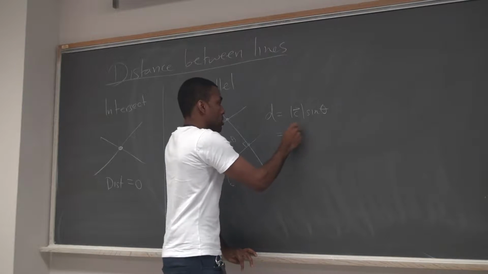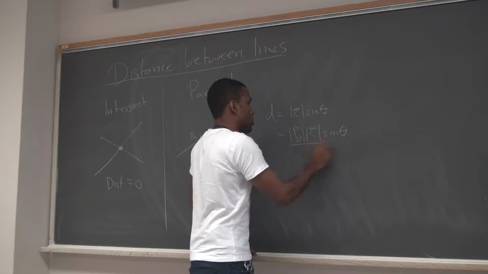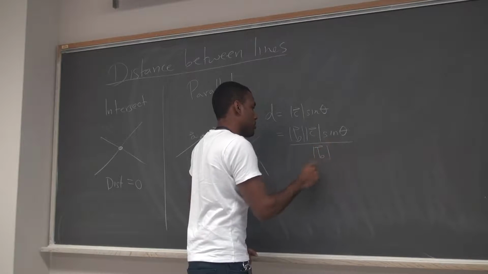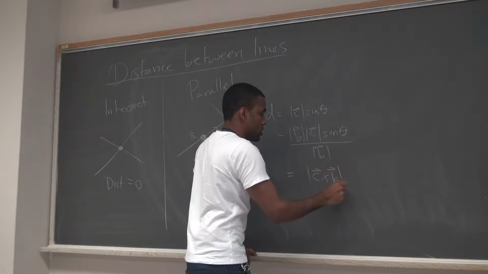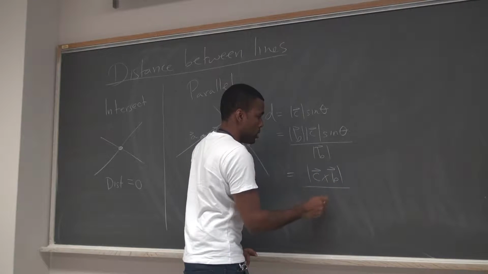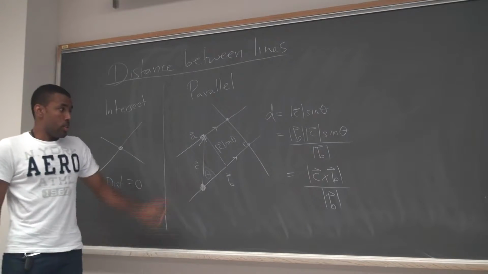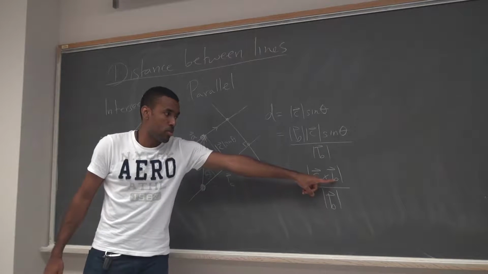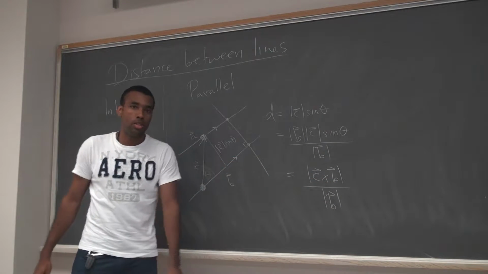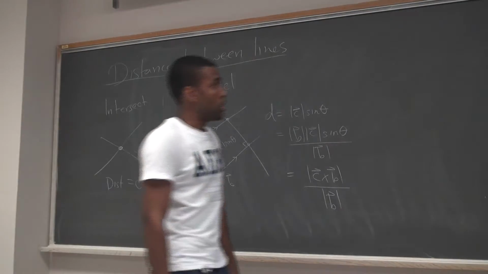which I can then rewrite as this, which is just C cross B over B. So basically, you find a vector connecting the two lines, you cross product that with the direction vector of one of the lines, and divide by the magnitude of that vector. And that will actually give you the distance between the two lines.